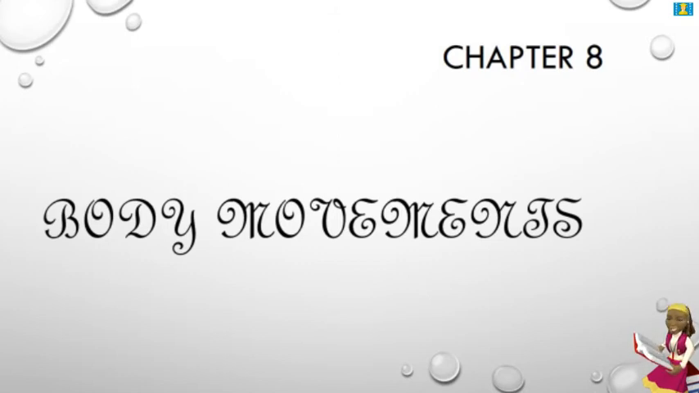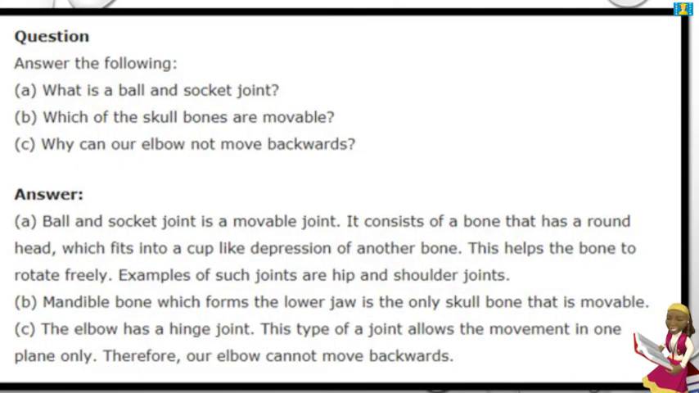Chapter 8, Body Movements. Next question is, answer the following. What is a ball and socket joint? Which of the skull bones are movable? Why can our elbow not move backwards?